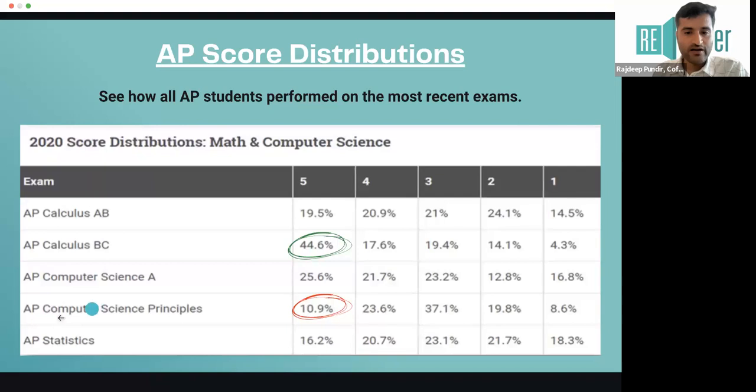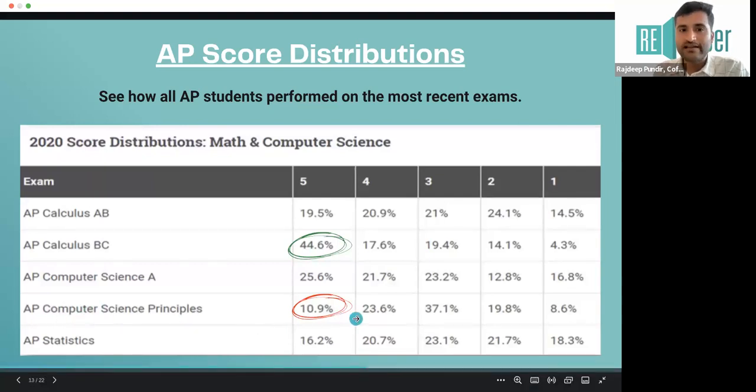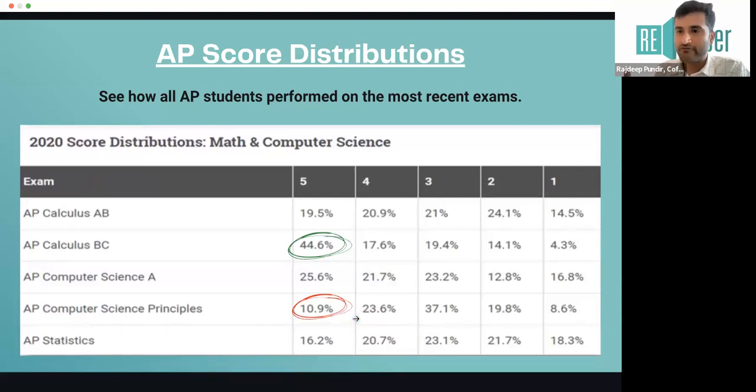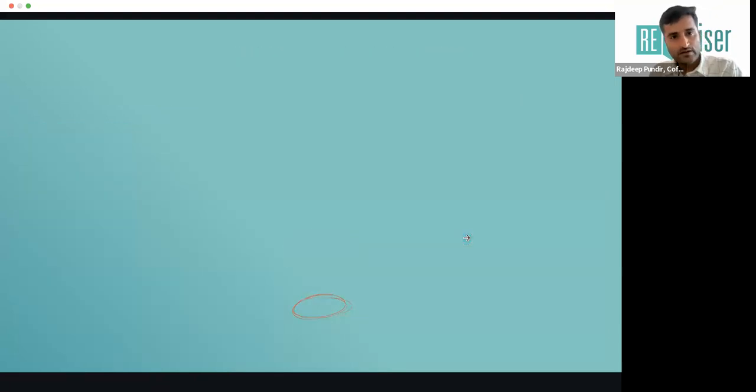However, on the other hand, if I look at AP Computer Science Principles, only 10 to 11% of students are getting a 515. So it might be difficult to get a 515. If I really want to pick this subject, then I obviously need to put in more effort to get a 515 in this subject.